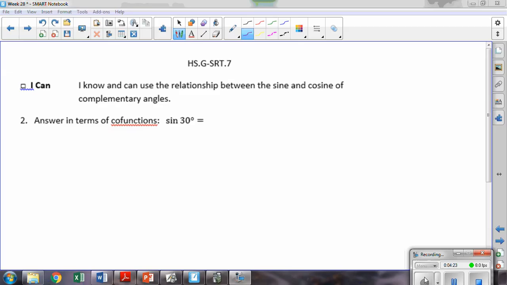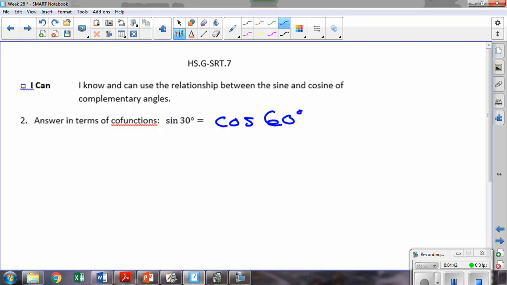Progressing to the next one. Standard number 7 is entirely about the cofunction theorem. And so the first thing we have is use the cofunction theorem. So rewrite this thing. Sine of 30 is equal to what? And Josh quickly ran it out, cosine of 60 degrees. Why? How did you get that?